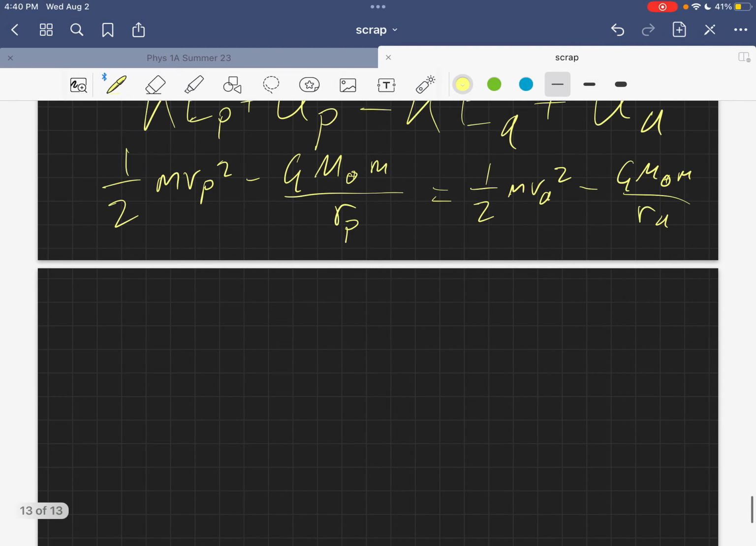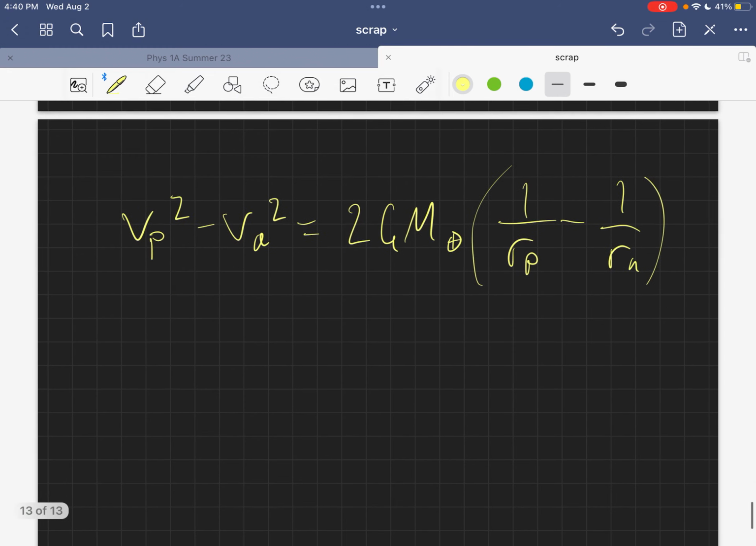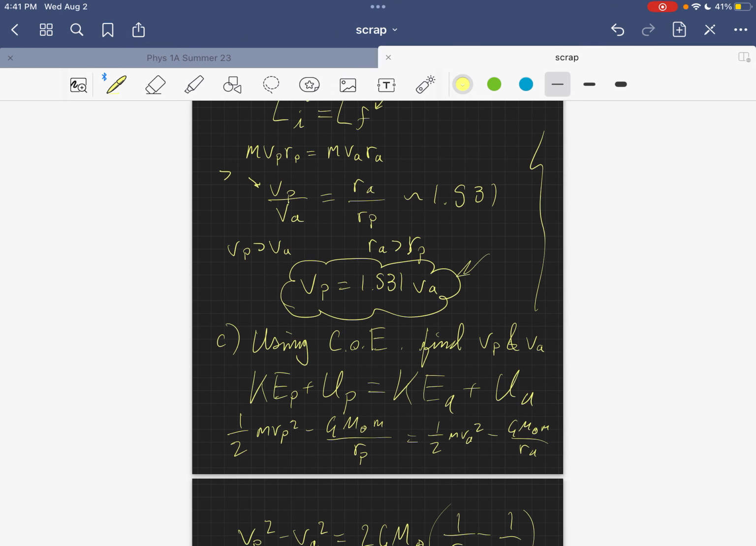Okay. I'll move all the kinetic energy stuff to one side. So we would have Vp squared minus Va squared is equal to 2G mass of the Earth times 1 over Rp minus 1 over Ra. All right. This is all known. And if you plug in everything here, this would be equal to 1.531 squared. Okay, so that's the other way of finding this.